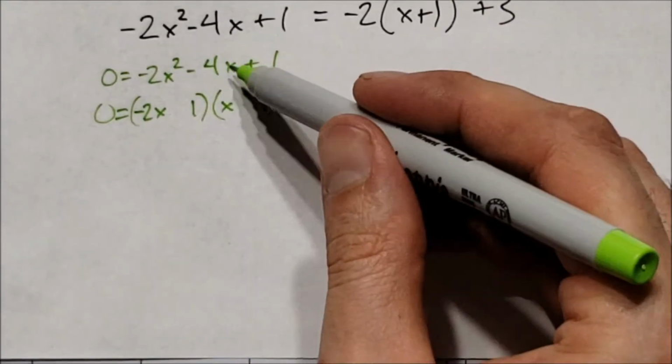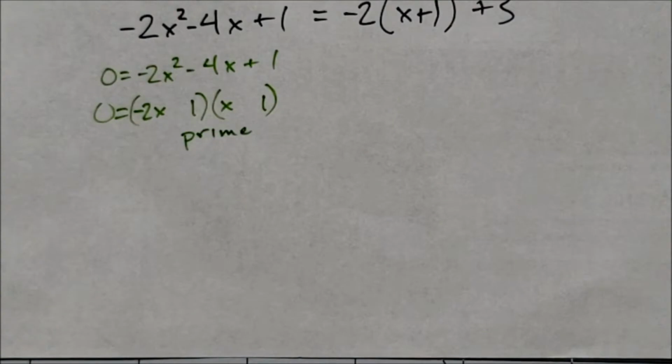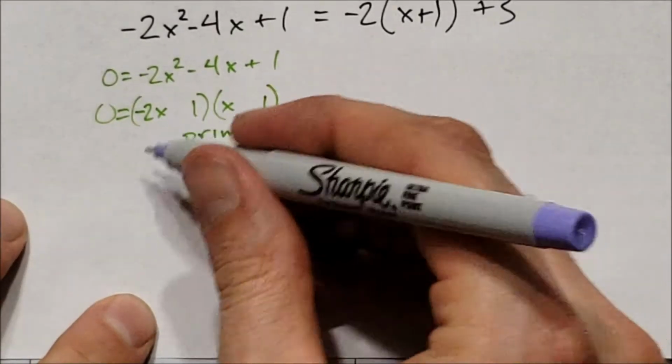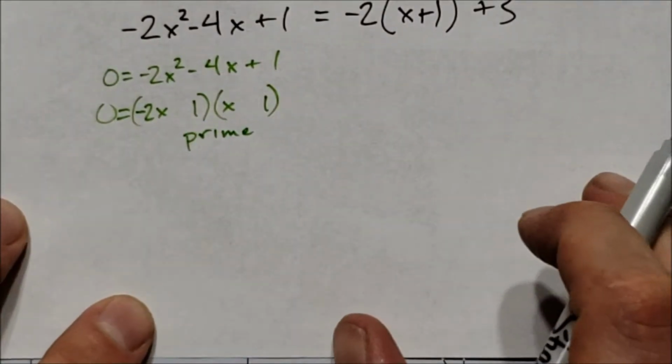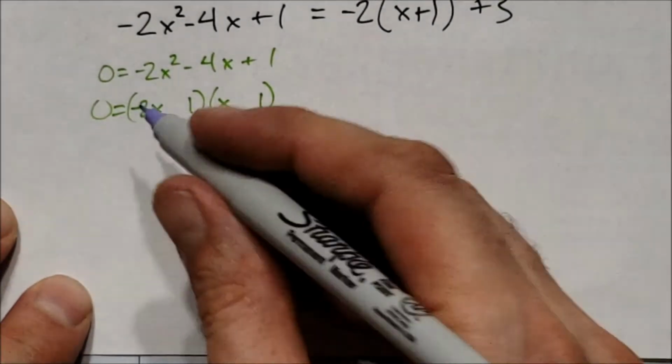We're never going to have a negative 4x. So this cannot be factored in our usual methods. So we have two other choices. We can use completing the square, which I know is usually your least favorite option.